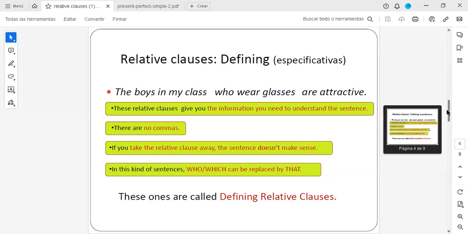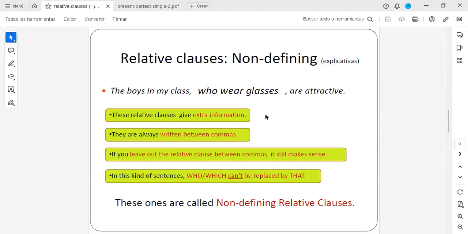Okay, second part, non-defining relative clauses. The boys in my class, comma, who wear glasses, comma, are attractive. These relative clauses give extra information, the same as defining clauses. Es lo mismo, solo que tenemos una pequeña diferencia acá. The difference is if you leave out the relative clause between commas, it still makes sense. Todavía nuestra oración tiene sentido por sí sola.